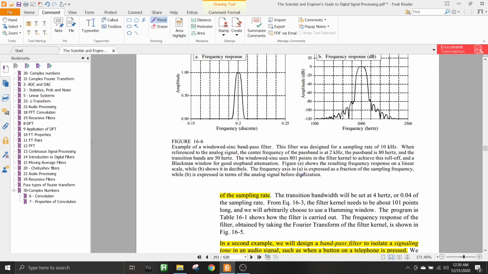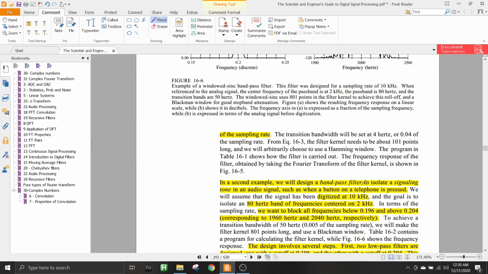There is a second example shown here where we are designing a band pass filter to isolate a signaling tone in an audio signal, such as when a button is pressed on a telephone. You'll remember that when you press a button on a telephone, or maybe on your smartphone as well, suppose you are dialing a number, you hear a tone, and for different numbers the tone is different. You can actually test it out right now. 0 will produce one kind of tone, 1 will produce a different kind of tone. You can type in different numbers, and every time you'll hear different kinds of sounds. Now the question is, how are we hearing different kinds of sound?